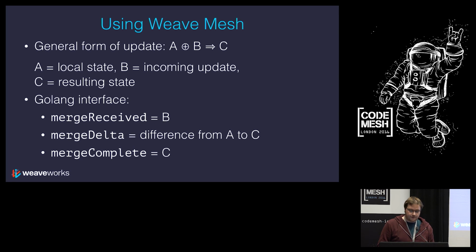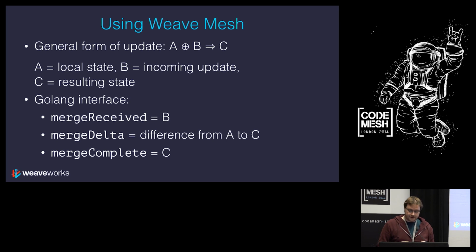If you're interested in implementing something using WeaveMesh, then in general, the form of an update from a peer is like A merge B becomes C, where A is the update. The update could have been delivered twice or come in any order. B is the current state stored in memory or on disk on that process. And then you just need to define these three Golang interface methods: merge received, merge delta, and merge complete.